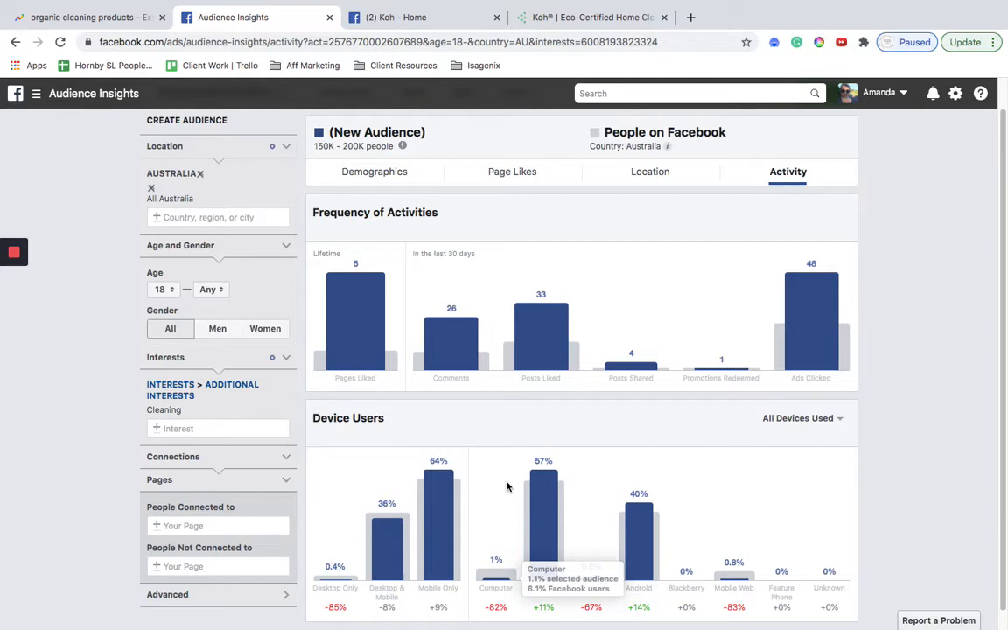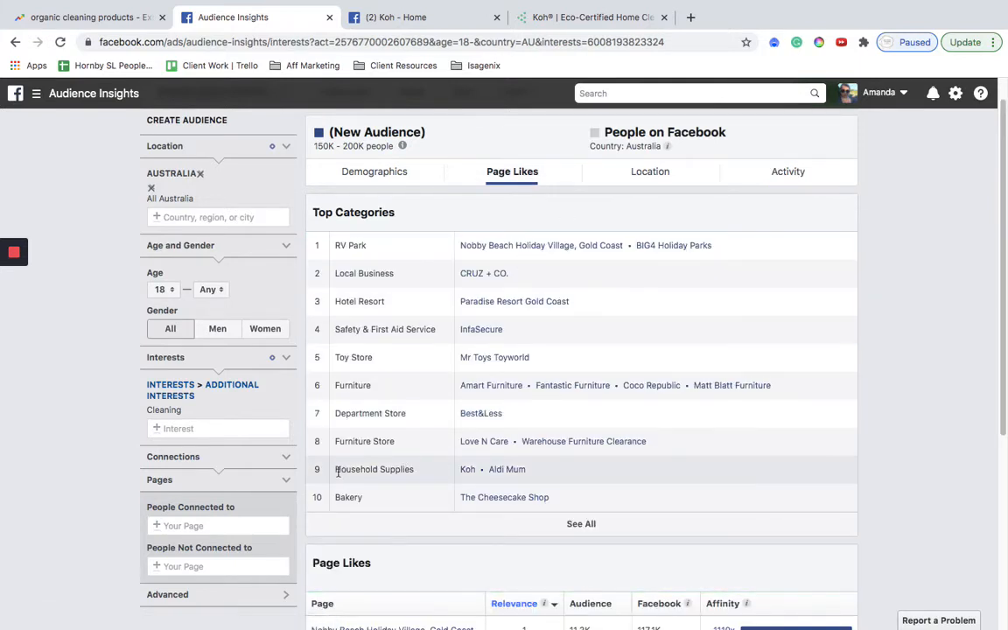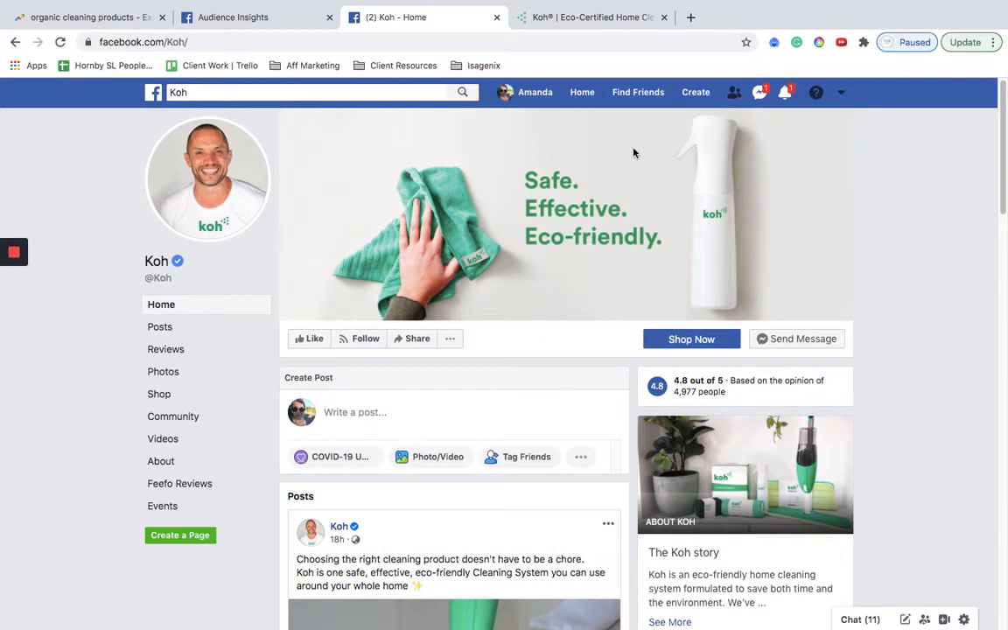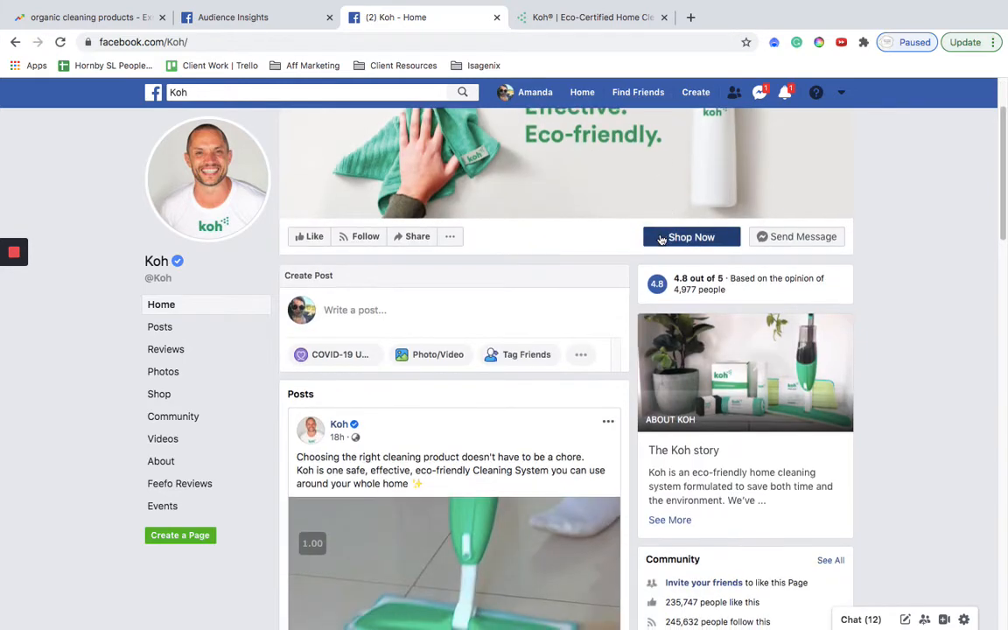There's lots of information here, but what I'm going to show you next is how you can go to one of your competitors, so one of these people under household supplies, and you can actually see what they're doing, which is very cool. So I'm going to jump into Co's Facebook page. So here's Co, and we can get a feel for the brand. This kind of branding really works for these people, which is awesome.